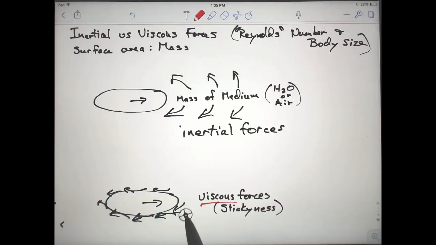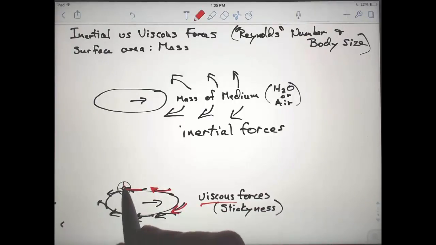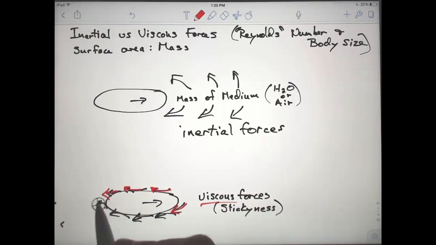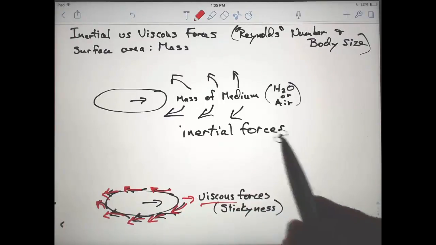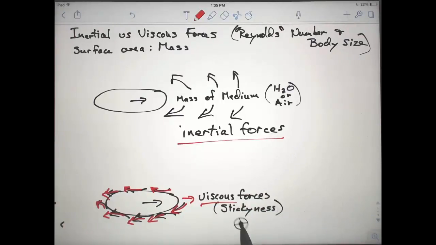Viscous forces occur because water forms hydrogen bonds with many of the molecules on the surface of an animal, and so the surface is viscous, it's sticky to the animal. And so as the animal moves, the entire surface is constantly encountering new water, which tends to stick, and it has to break that stickiness in order to move forward. So the combination of inertial forces and viscous forces determines how much energy it takes an animal to move.